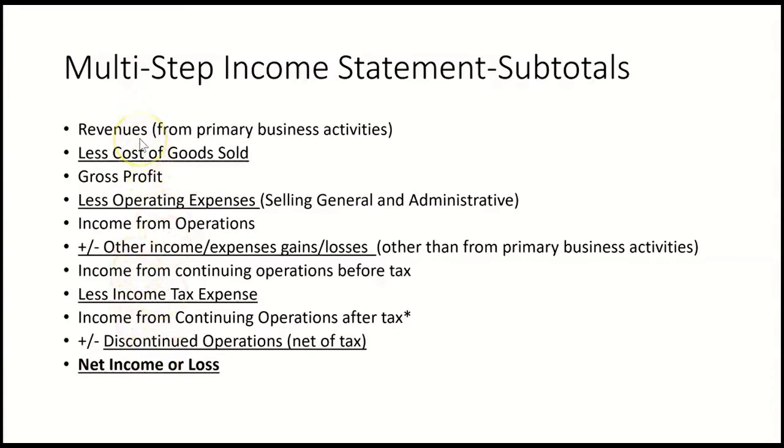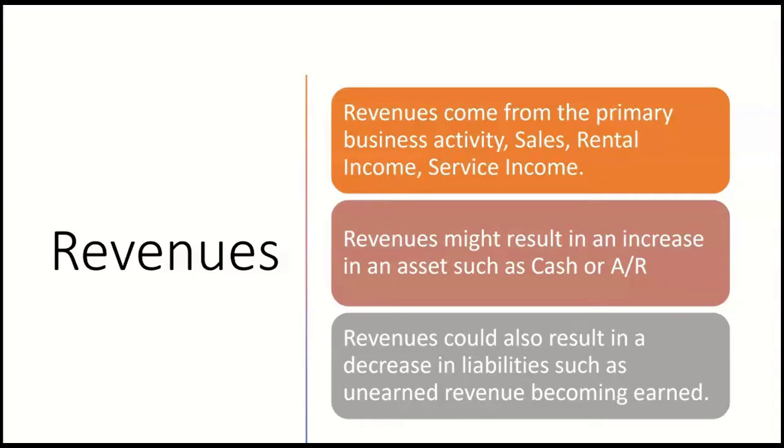So let's start with revenues, which is the top line. Revenues come from the primary business activity. Could be sales of product, could be rental income if it's a real estate company, or maybe services income like an accounting or law firm. Revenues we know has a normal credit balance, and it might result in an increase in an asset, such as cash going up or accounts receivable increasing. So with revenue, you might have a debit to cash and credit to revenue, or a debit to accounts receivable and credit to revenue.